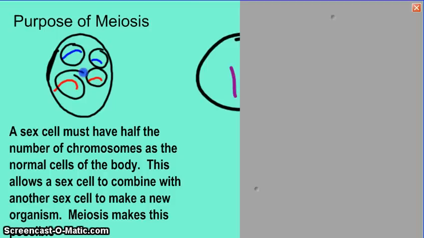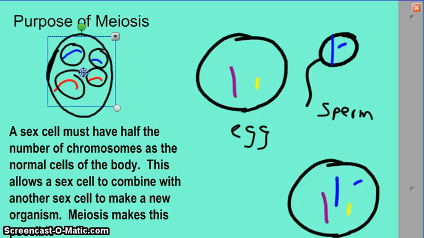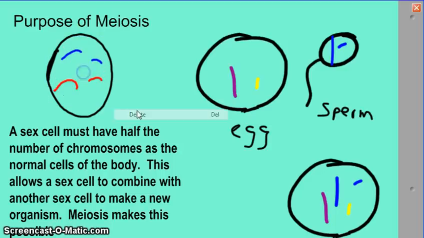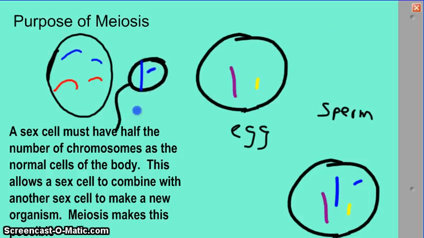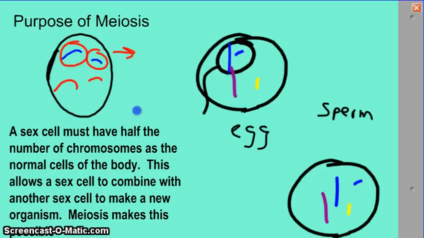Okay, so if we see a visualization here, imagine this is an egg, and this is a sperm. This sperm cell could have been created from this individual right over here. So this individual could have created this sperm cell if it contributed this chromosome and this chromosome to the sperm cell. And meiosis is kind of how it can do that. So then this sperm cell could join this egg cell.